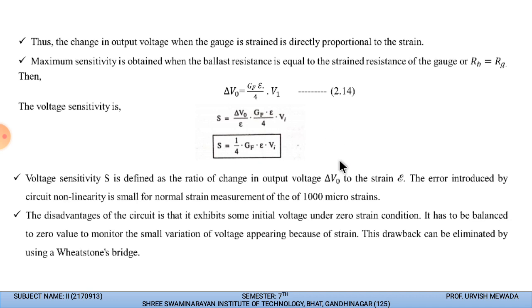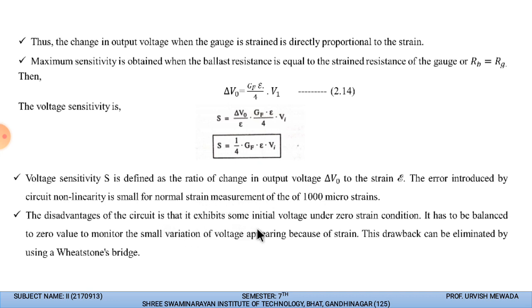So voltage sensitivity is defined as the ratio of change in the output voltage, delta V0, to the strain applied. The error introduced by the circuit, the non-linearity, is very small, and for normal strain measurement of say 100 microstrain, we can determine the strain by using such a ballast circuit up to 100 microstrain.